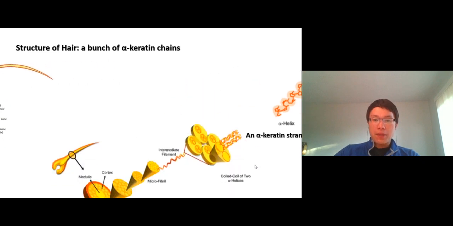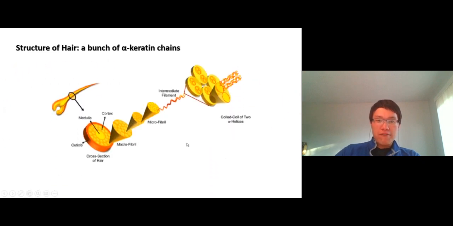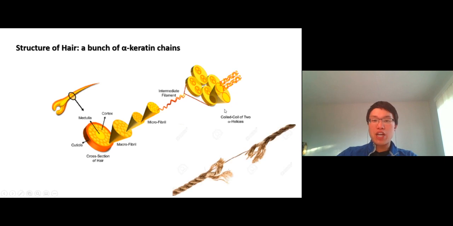Maybe a little bit more visualization here. This is a cross section of your hair, and we have a macrofibril, and inside the macrofibril we have a lot of microfibrils. And inside the microfibril, that's just a bunch of alpha keratin intertwined, wrapped around each other. Imagine making a rope. It's just a bunch of strands of little rope, I don't know what they call it, wrapped around each other to make one big rope. Your hair is just like that.